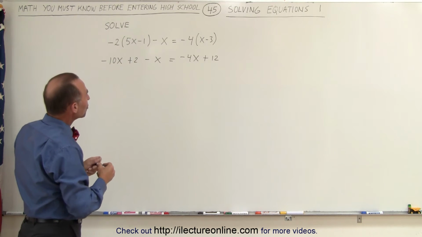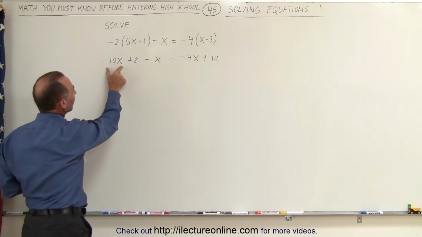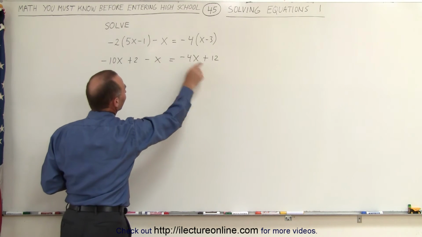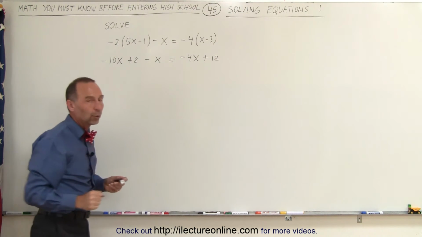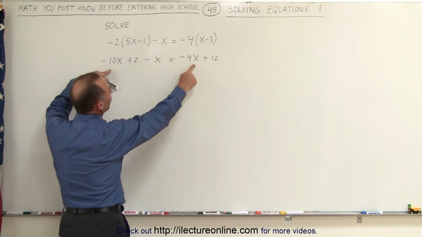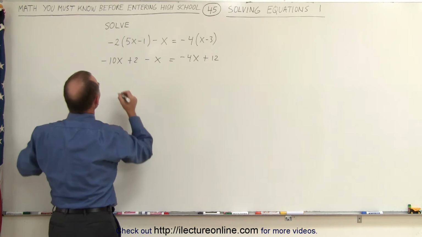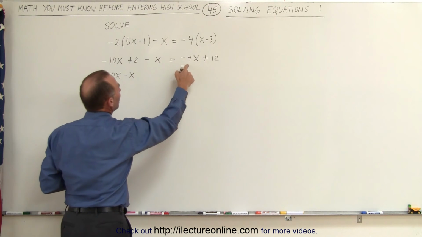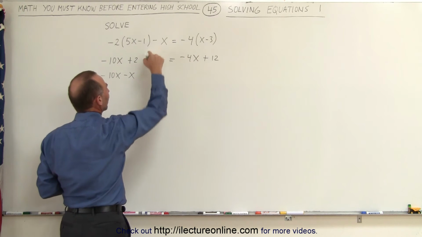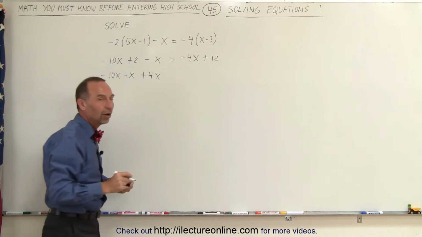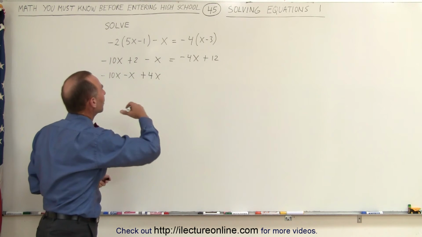The next step is to move all the terms that have an x in them to the left side of the equation, and all the terms that do not have an x in them to the right side of the equation. So in some cases, these are already on the left side, but we need to move this to the left side. So this becomes minus 10x minus x. When we bring a minus 4x across the equal sign, that becomes a plus 4x. So we always change the sign of whatever term we move across the equal sign.